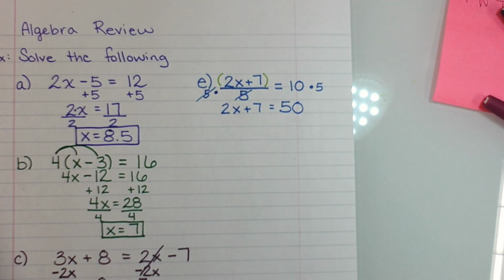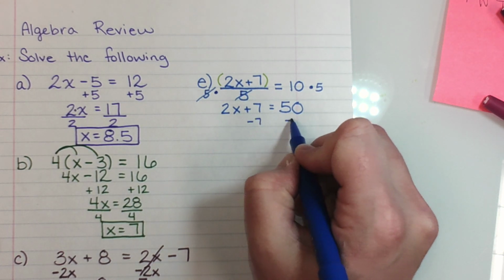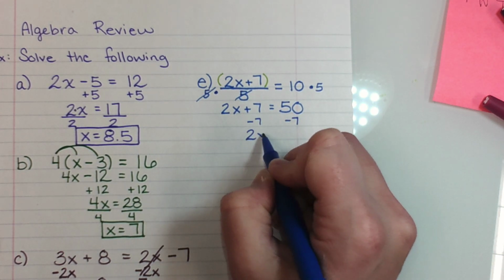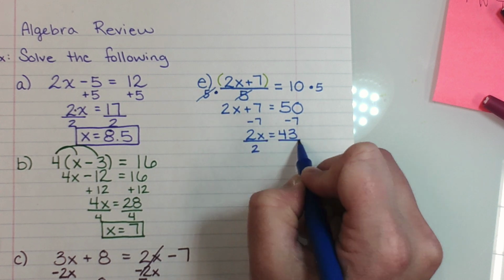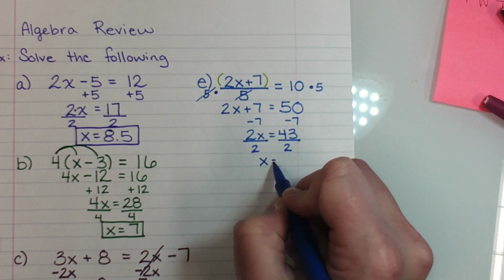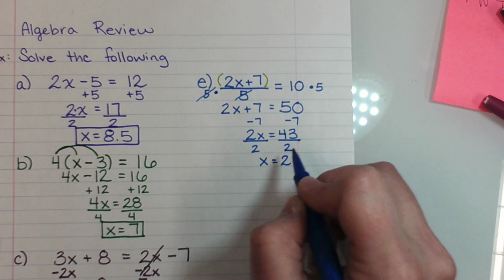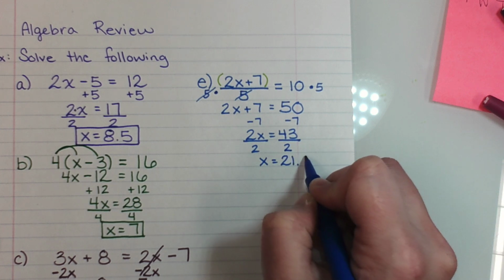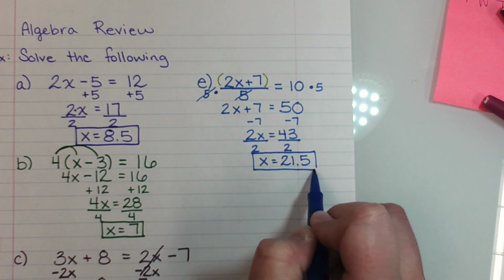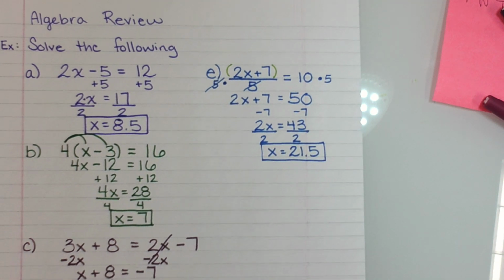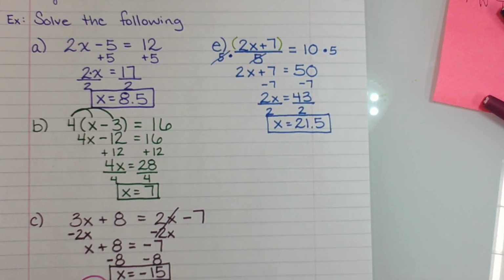From here, it starts to look like your regular old equation. Minus the 7, you get 43, and divide by 2. 21.5. For some reason, the moment that divide is in there, people tend to forget that divide and multiply are opposites, and they tend to forget how to do it.